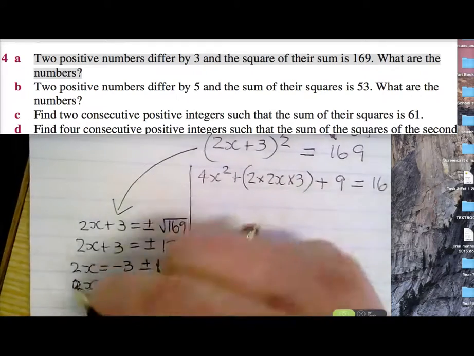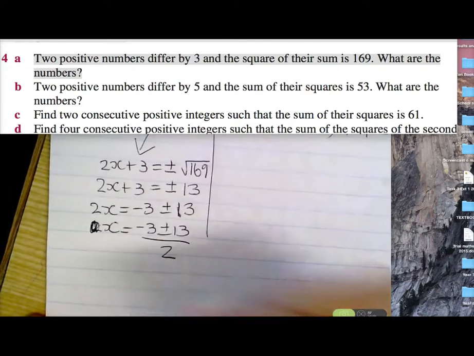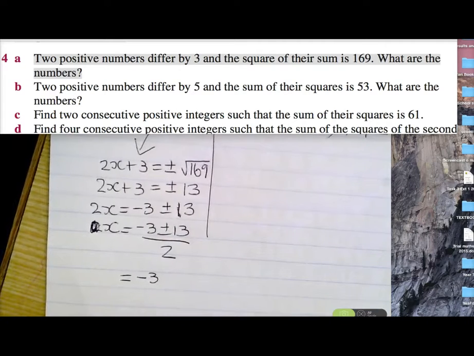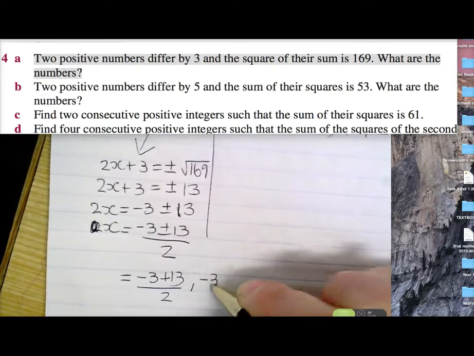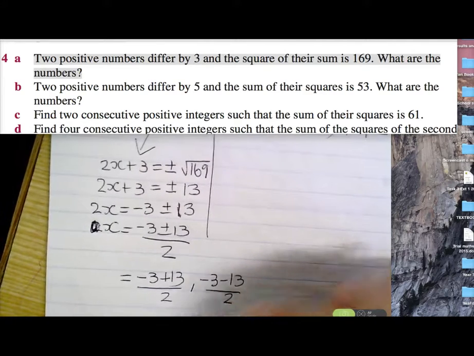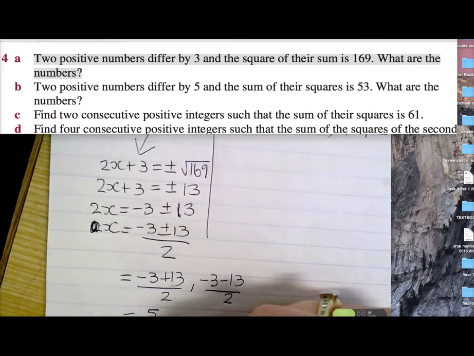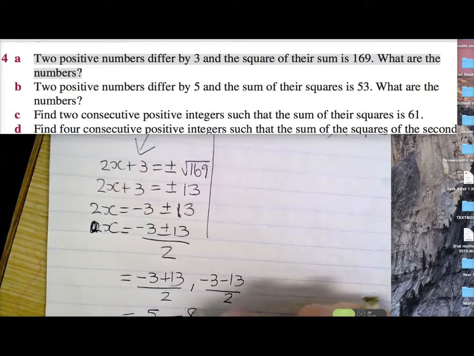That's it. We're not finished. Girls, it actually might be easier to go the other way. So now it's negative. Now what do we do? Plus 13. Negative 3 plus 13 over 2, or negative 3 minus 13 over 2. Which equals 8. Is it 8? No. 8 and 5. No. 10, yeah. 10 over 2, which is 5, and negative 16 over 2, which is minus 8.